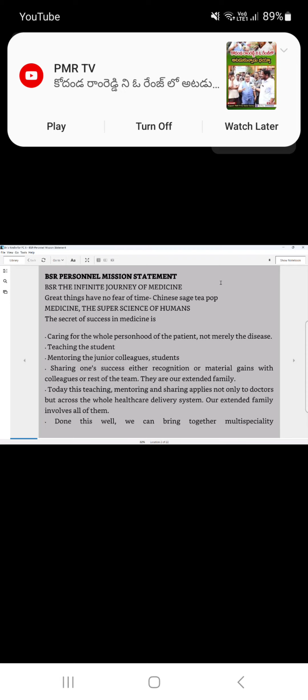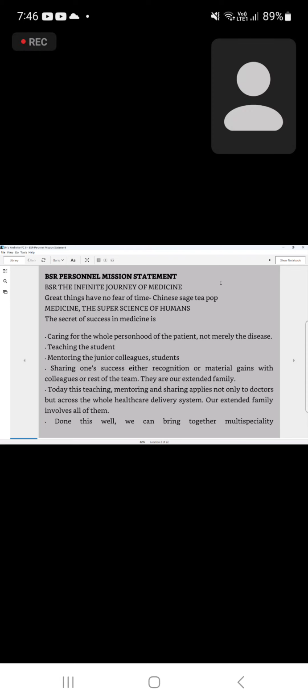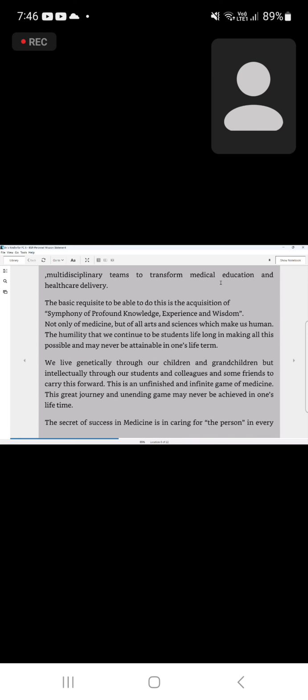Done this well, we can bring together multi-specialty, multidisciplinary teams to transform medical education and healthcare delivery. The basic requisite to be able to do this is the acquisition of a symphony of profound knowledge, experience, and wisdom, not only of medicine, but of all arts and sciences which make us human. The humility that we continue to be students lifelong in making all this possible may never be attainable in one's lifetime. We live genetically through our children and grandchildren, but intellectually through our students and colleagues and some friends to carry this forward.